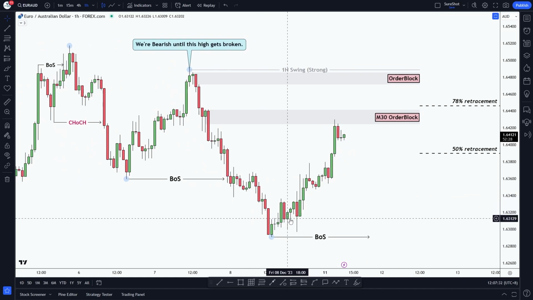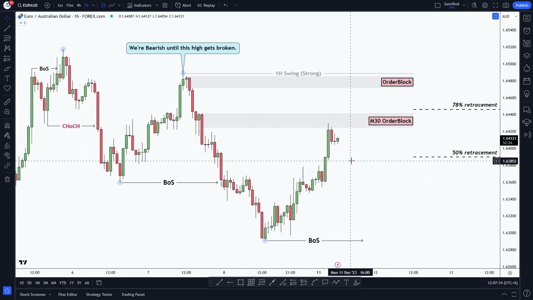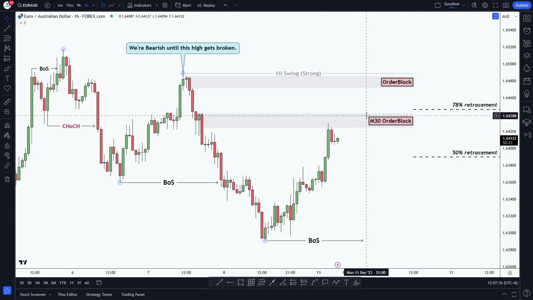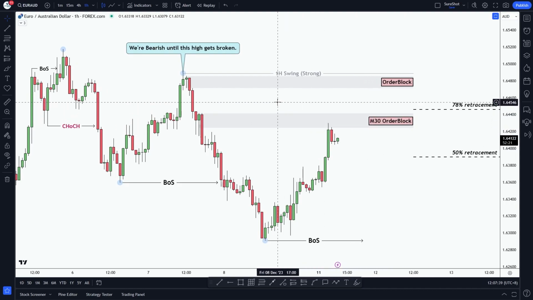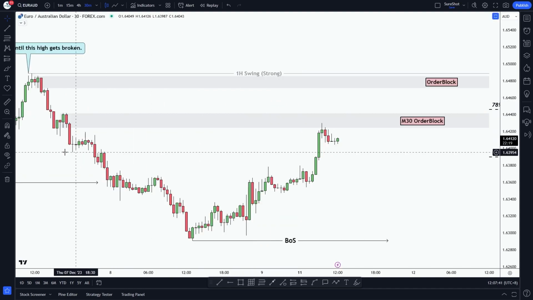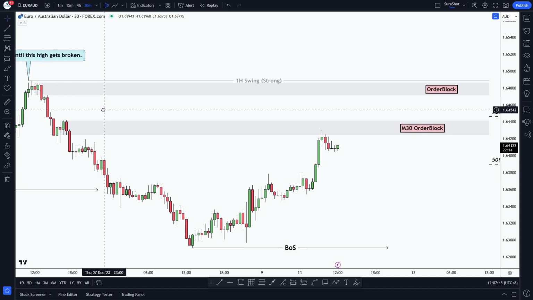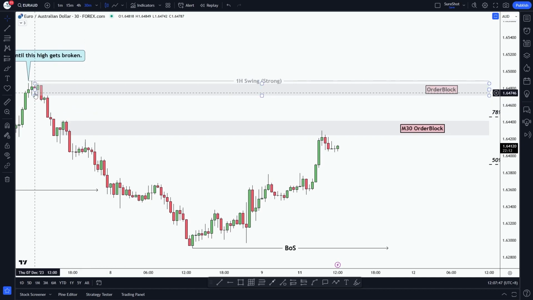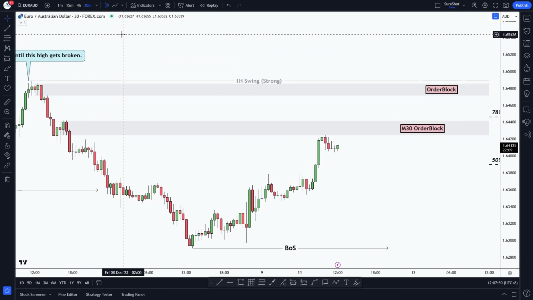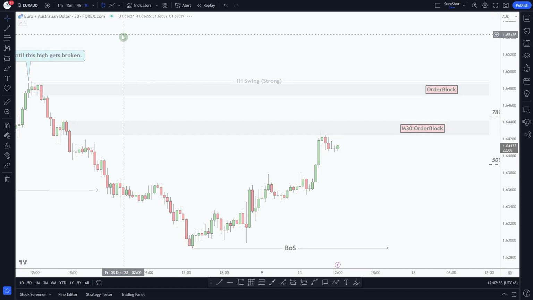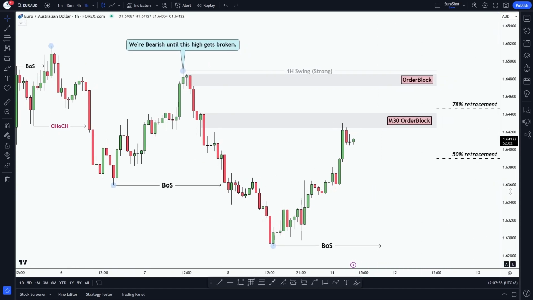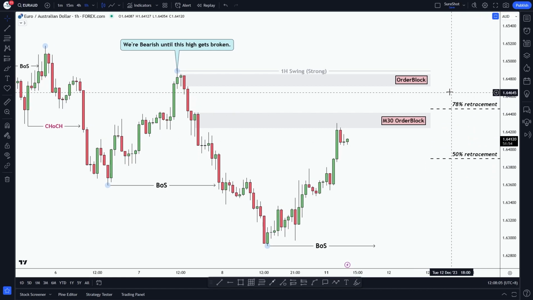this is Monday, the market is pulling back to this order block, which is an M30 order block. If we go to the 30 minutes time frame, we can clearly see that there was an order block, and we can also spot another order block at the top of the swing. If you go to our 1 hour time frame once again, then you can clearly see that we also have marked the Fibonacci retracement levels of 50% and 78% here.